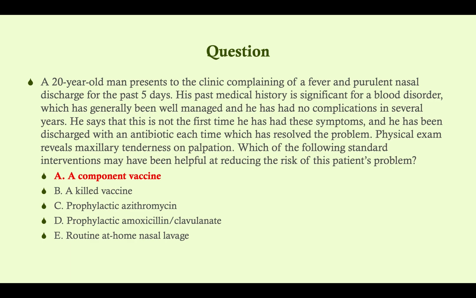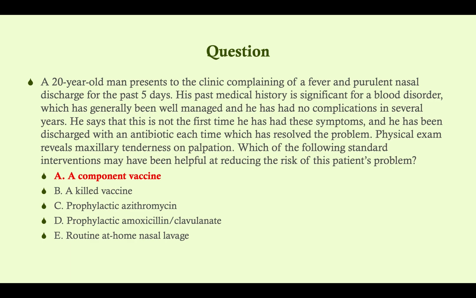What's an encapsulated organism that causes sinusitis? Strep pneumo. He would also be at risk for meningitis. He'd be at risk for pneumonia. So he's got a decreased ability to fight off encapsulated organisms, and so he's going to be at increased risk for all of that. So the important thing is that you give him the pneumococcal vaccine.